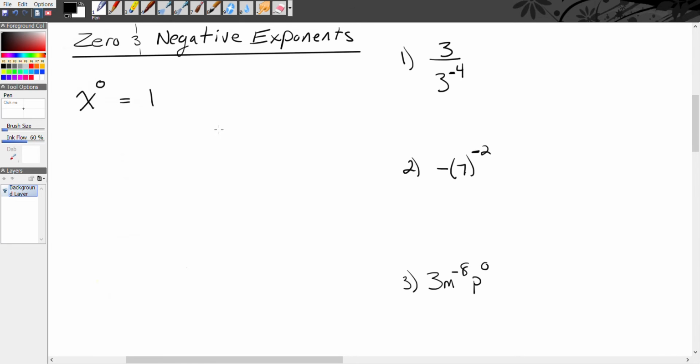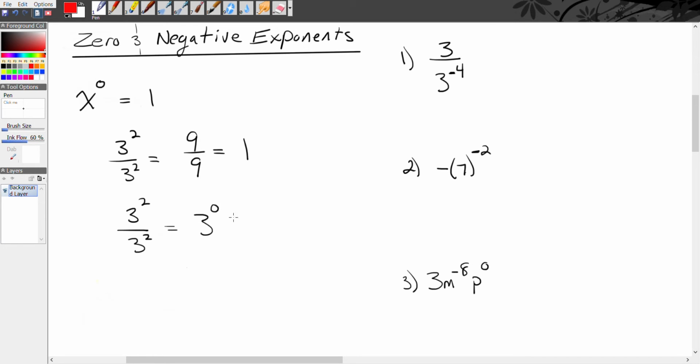The reason that's true is that when you take a number and divide it by itself, you get 1. For example, 3 squared divided by 3 squared: we know 3 squared is 9, so 9 over 9 equals 1. If we write that exponentially, when we're dividing powers that have the same base, you subtract the exponents. So 2 minus 2 is 0, and 3 squared divided by 3 squared is 3 to the 0 power.